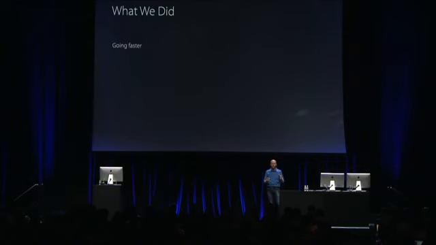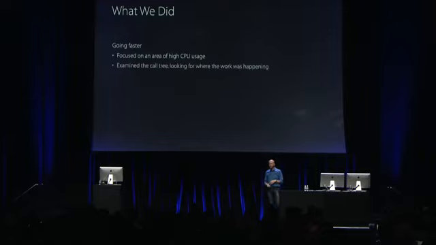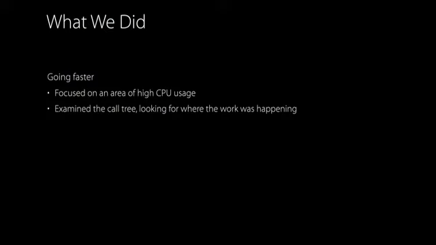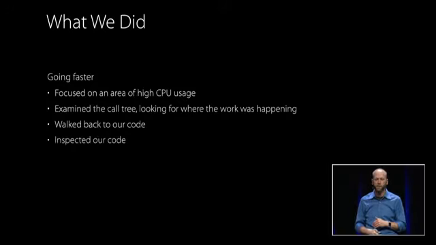So we found an area on the track view that was using a lot of CPU, and we wanted to make it go faster. So we went ahead, we zoomed in, and we filtered on that area. We examined the call tree, and we found out where the work was happening in that portion of our app. And then we walked back up the call tree until we actually encountered our code. What part of our app is causing this work to happen, even though it's not doing the work itself?